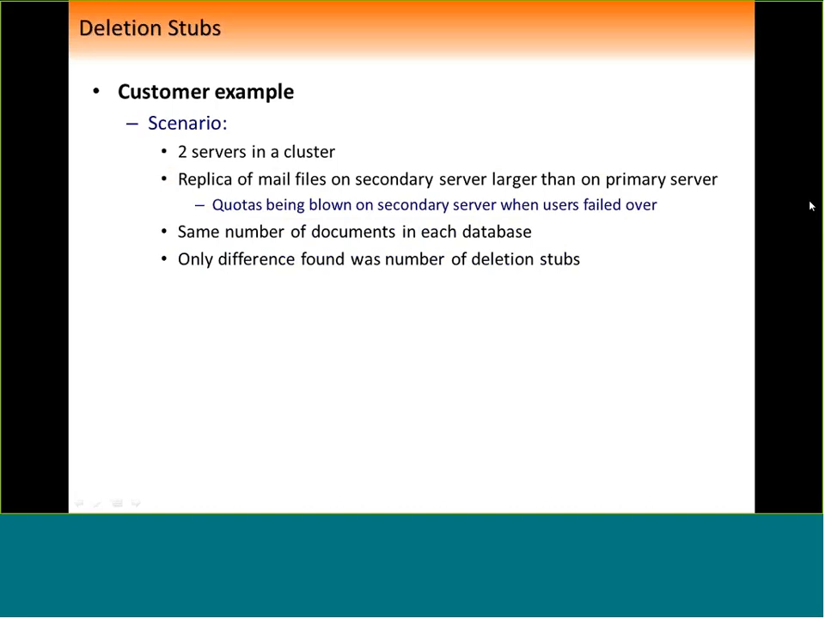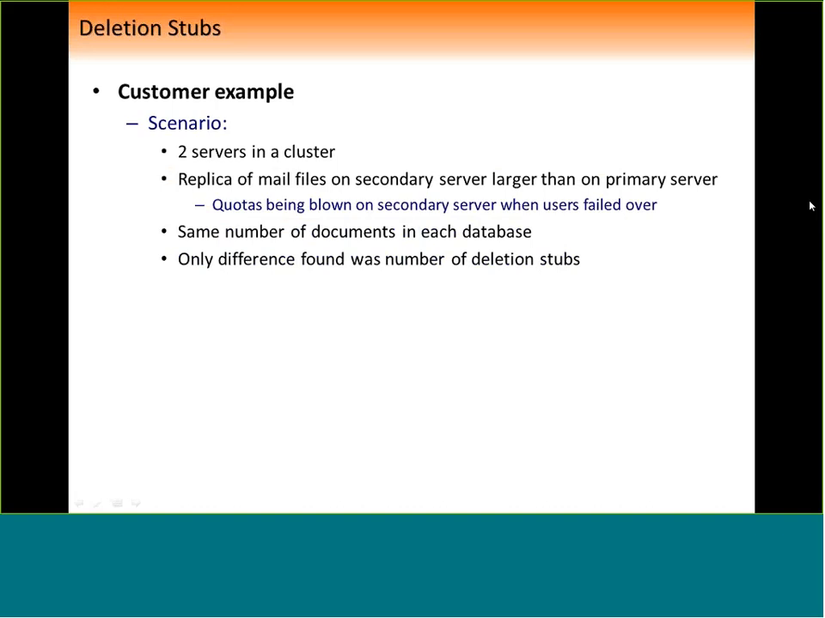I had a customer with 2 servers in their cluster, and they have their mail and applications. They're really great about making sure they don't have super large databases for mail files, so they set quotas on their mail files, which is really good and highly recommended. And they're smart enough to know that if I change my quota on the primary server, I change the quota on the secondary server.